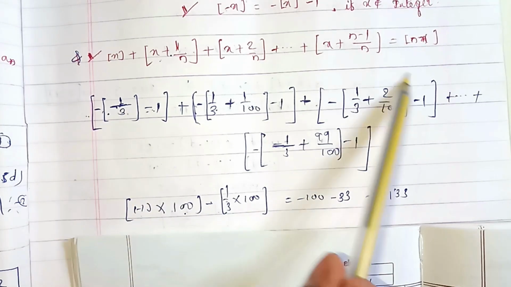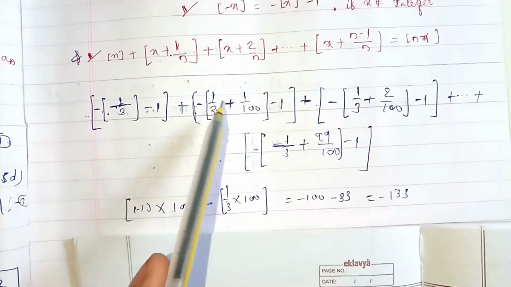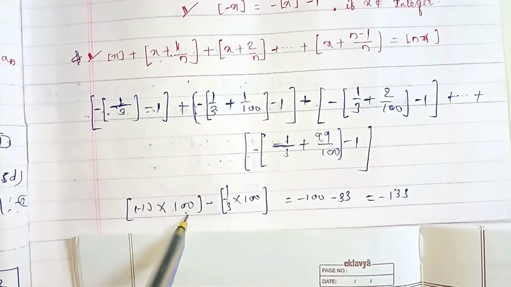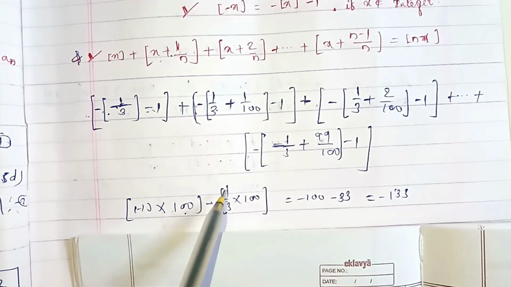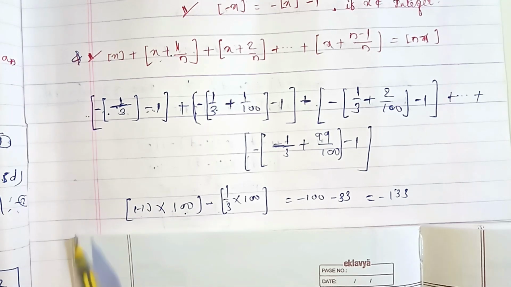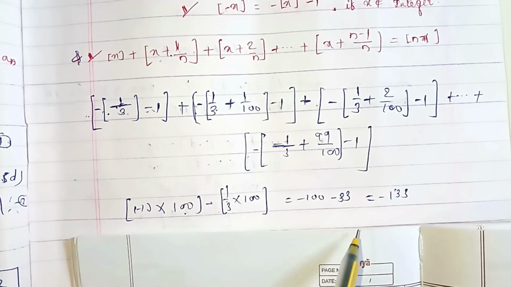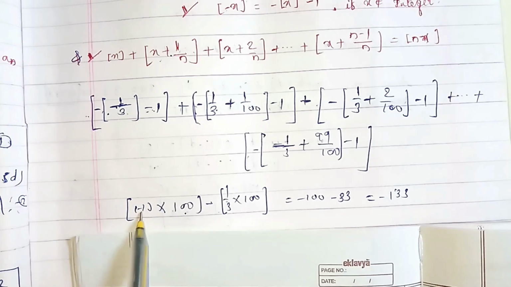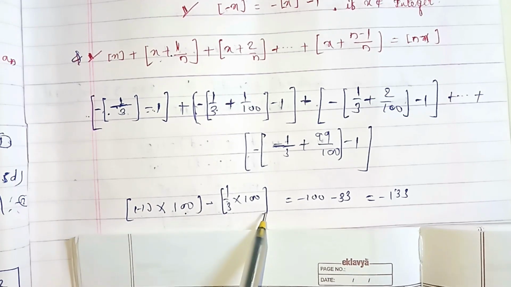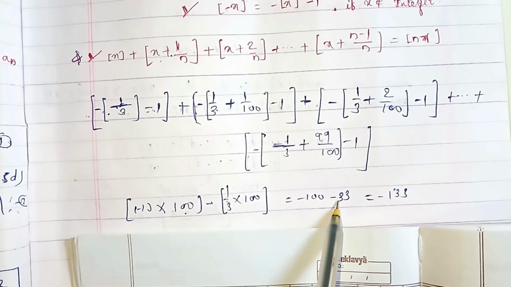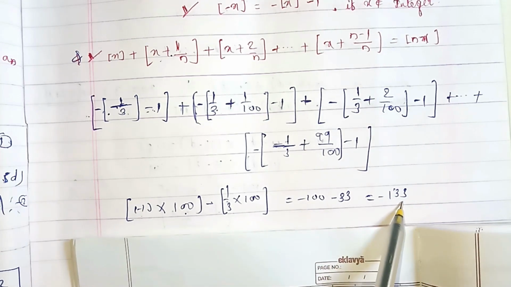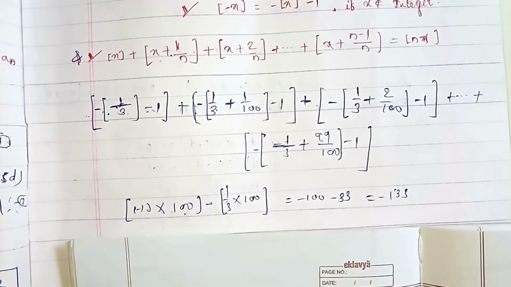So I want the sum of the full series. So I wrote the simplified form of that series here: negative 1 into 100 minus the greatest integer function under the bracket of 1 by 3 into 100. Okay, so negative 1 into 100 we write as negative 100. So 1 by 3 into 100, okay, so the greatest integer function of 1 by 3 into 100 can be 33.33 something like this. And the greatest integer function always comes as 33 only. Okay, so negative 1 into 100 minus the bracket of 1 by 3 into 100, so it is negative 100, negative 33. So their sum will be negative 133. Okay, so this is the way we can solve the sum of our series.